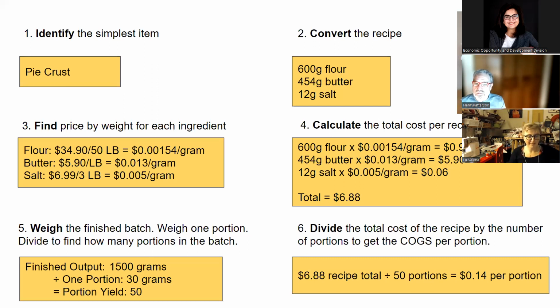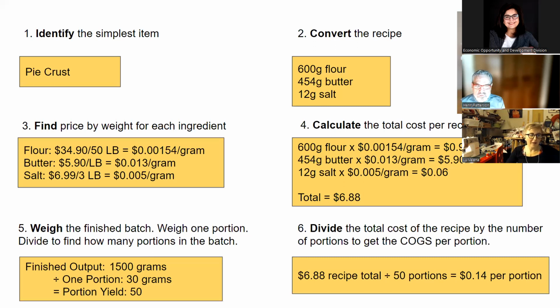So it turns out, no surprise here, the really expensive piece of this is the butter. You're going to spend 92 cents on the flour and $5.90 on the butter, and of course the 6 cents of salt. So you end up with a total spend to make this batch of $6.88. And if you're going to weigh that out or add up those weights, you'll find it's a total of 1,500 grams.